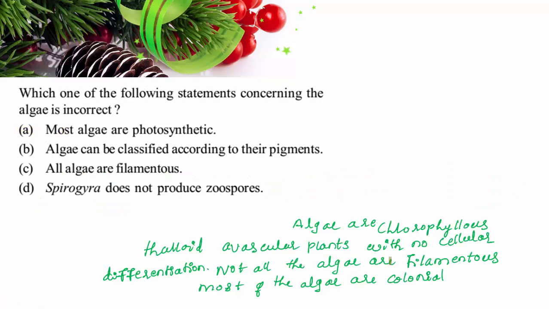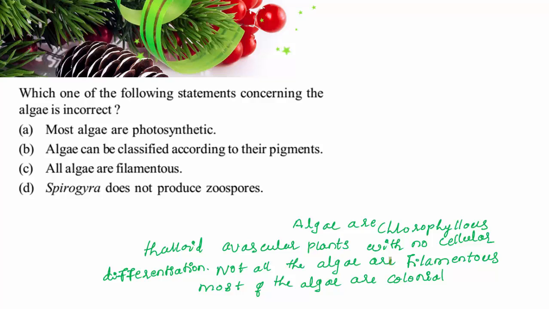Then moving to the next question. Which of the following statements concerning the algae is incorrect? Most algae are photosynthetic. Algae can be classified according to their pigments. All algae are filamentous. Spirogyra does not produce zoospores. Which one is the incorrect statement? It is asked to identify.